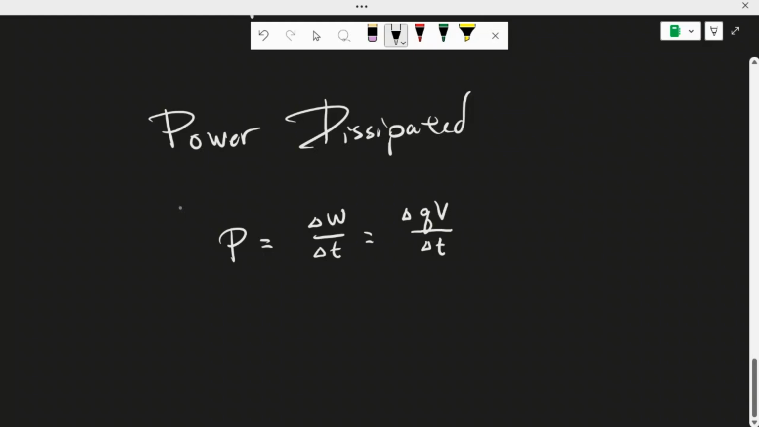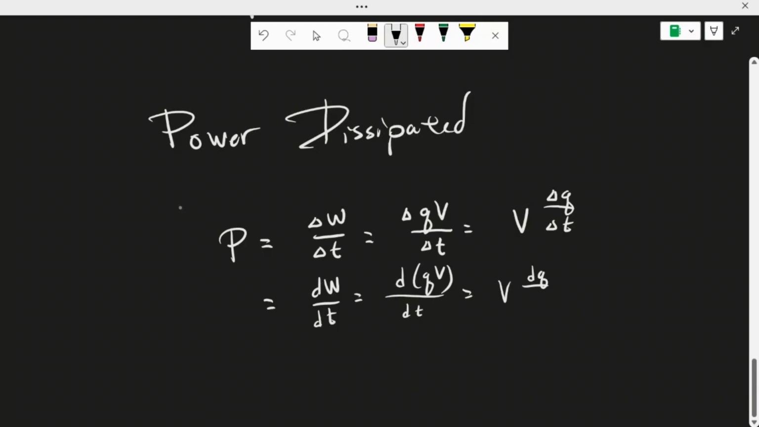So the power dissipated by a resistor is going to be related to the change in charge over the change in time. So if we consider the voltage across the resistor to be some constant value, then we can pull the V out and get delta Q over delta T. We can also rewrite this as dW dt if we want to do calculus. Then we get dQV dt, and then this would give us V dQ dt. And we know that dQ dt is just the current.